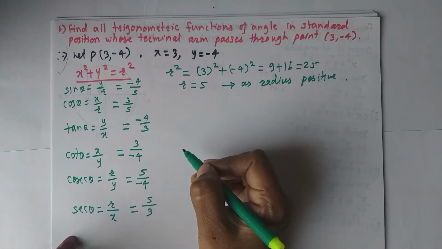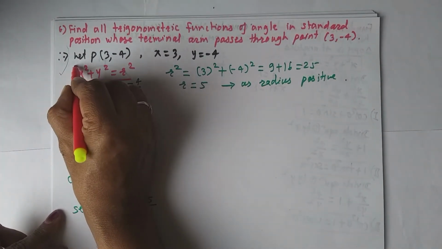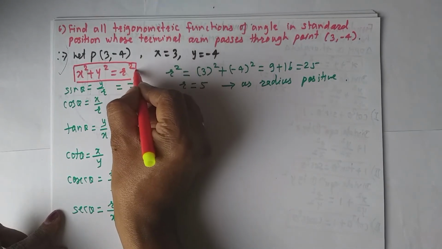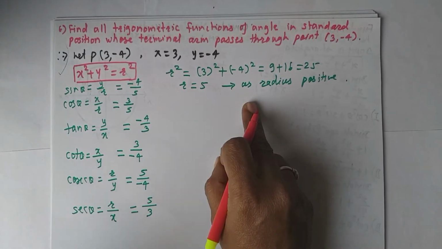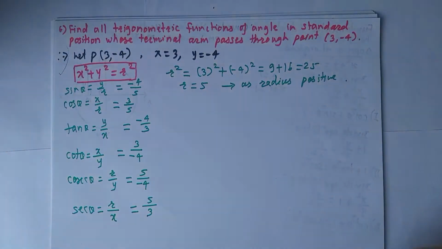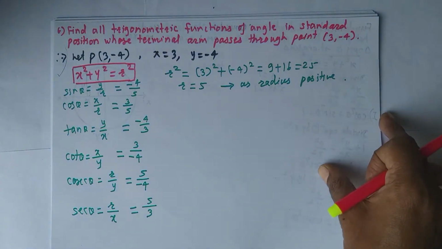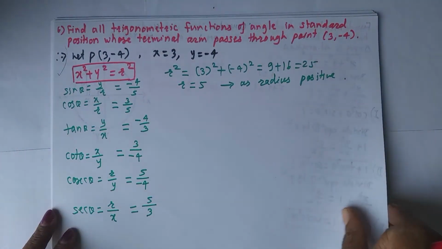In this way, if we know these formulas, then it is very easy to find the six trigonometric functions. Using the formula, you find out r, since x and y are already given. Then you find the six trigonometric functions. Instead of the point (3, -4), if the point given is (5, 12), then in the same way you calculate the value of r and find out the six trigonometric functions. Isn't it easy? Okay, then proceed to the next problem.